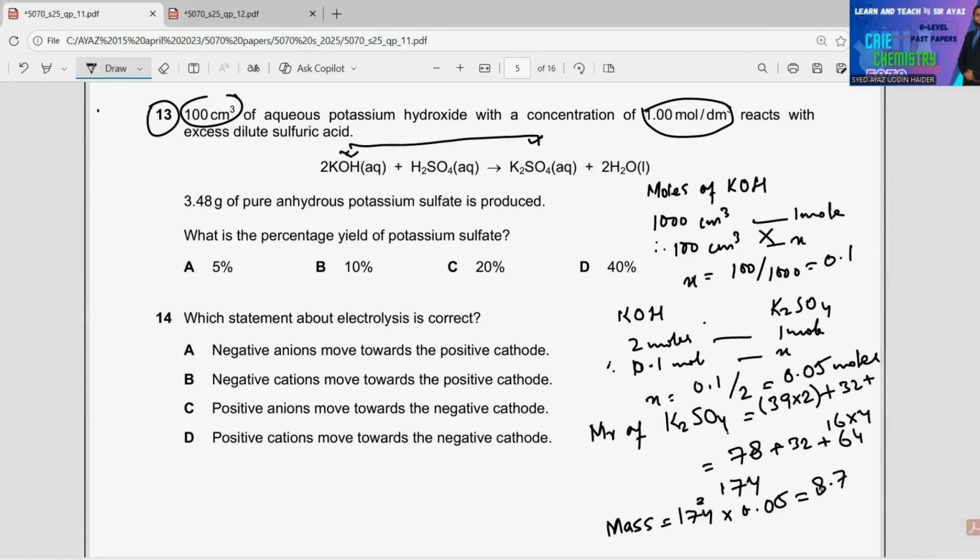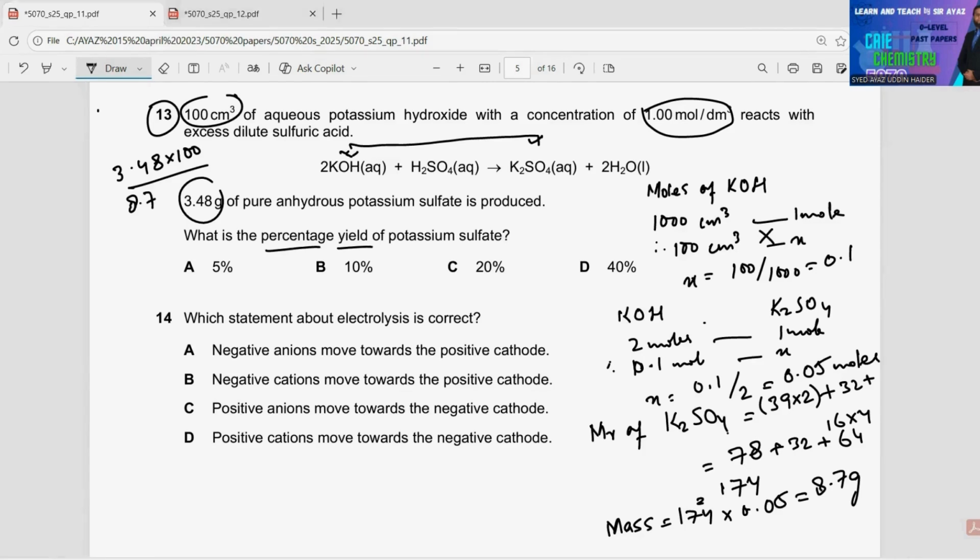8.7 grams. Now they gave 3.48 grams. So final calculation, 3.48 will be multiplied by 100 divided by 8.7 in order to get the percentage yield of potassium sulfate. 3.48 multiplied by 100 divided by 8.7, 40. So D must be the right answer in this case.